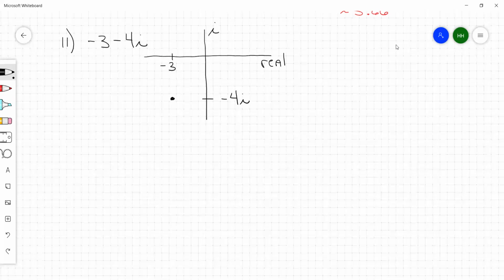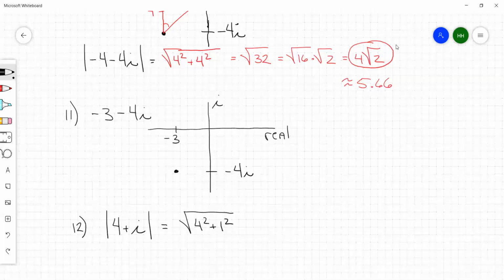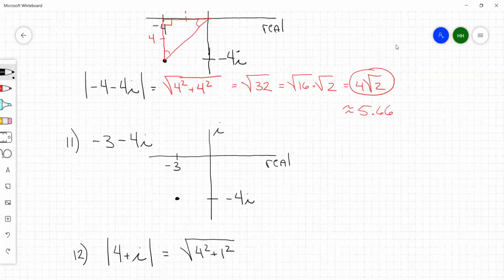All right, and then we got 12, 13, and 14. So for 12, 13, and 14, you're finding the absolute value of each number. So here we got 4 plus i. You need to find the absolute value of it. That's going to be equal to the square root of 4 squared plus 1 squared. All right? Just like up here, look, we did this value squared plus this value squared.